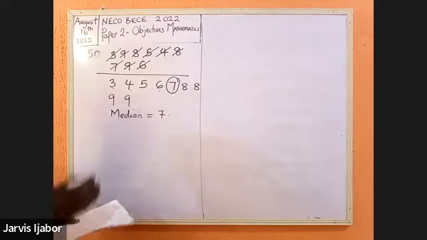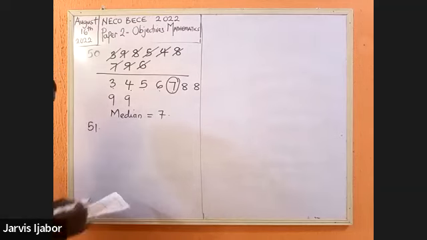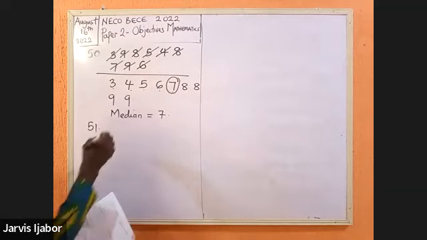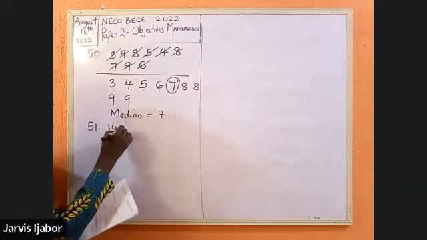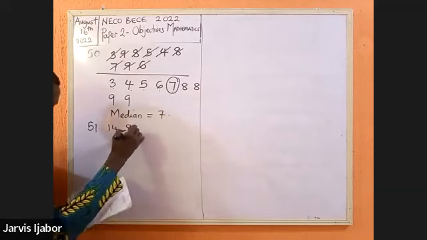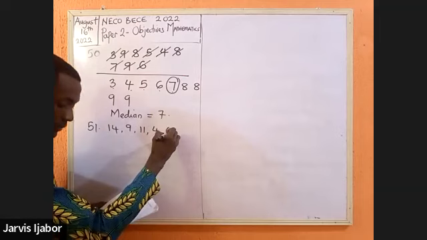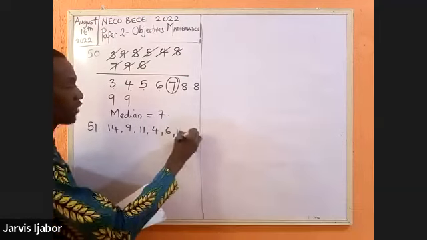All right, question 51 says we should look for what? What is the mean of the following numbers? We have 14, 9, 11, 4, 6, 10, and 23.